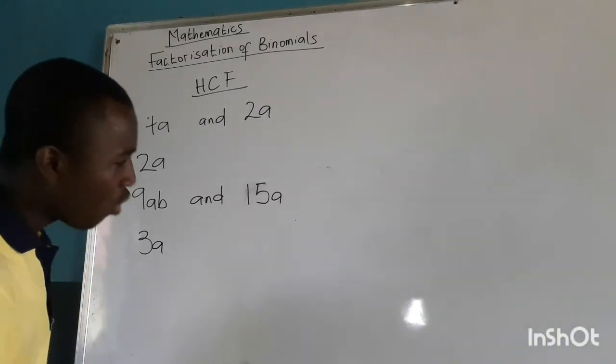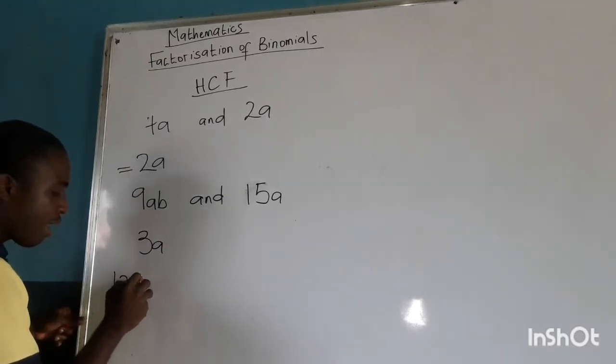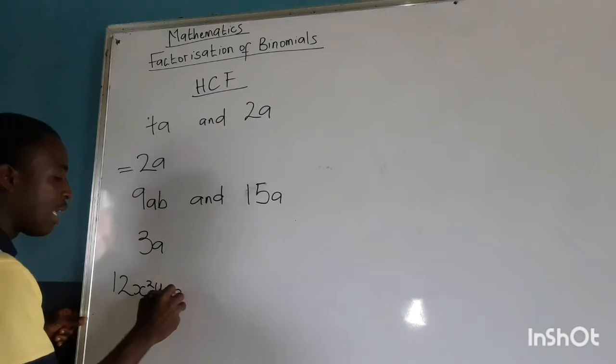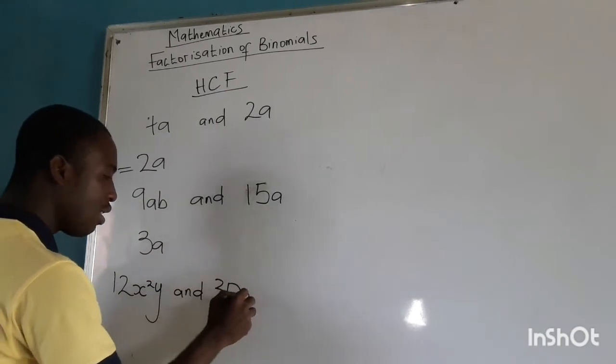Now we look at a more complex set of numbers. So let's say you get 12x squared y and you get 30xy.